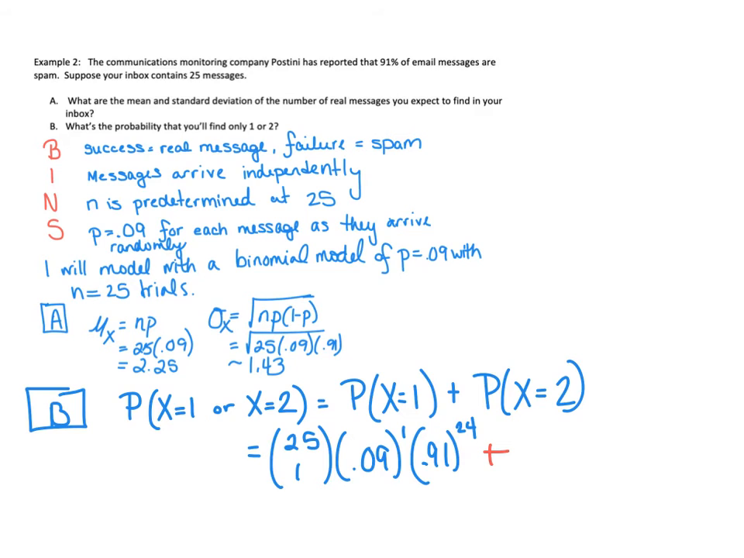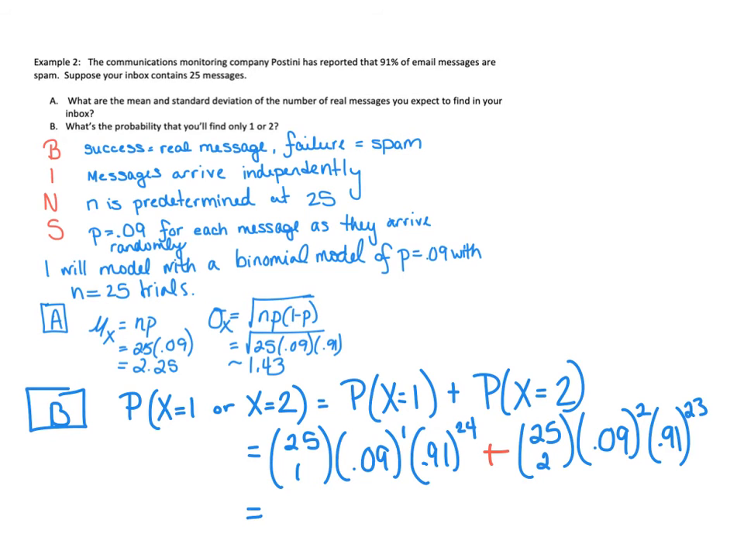And we're going to add that to, now, what's the probability from 25 having two successes? So we've got to look at all those combinations, figure out how many there are, times 0.09 to the second, two successes, times 0.91, and that would be 23 failures. Okay, so you're going to have to do from 25, choose one on the calculator. You can actually just type this all in on the calculator.